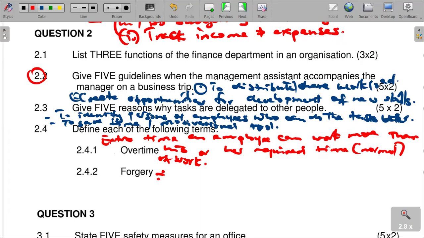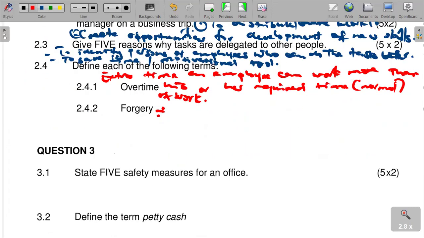We can give, for example, that people start work from 8 o'clock to 4 o'clock. So knock off time is 4 o'clock. If people work after 4, because there are some other responsibilities and duties to be done, then we can define that as overtime.